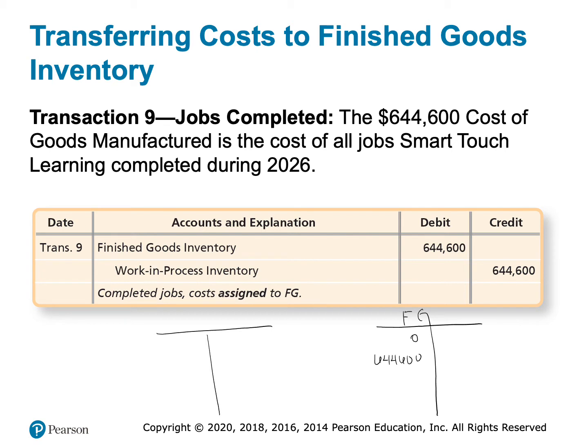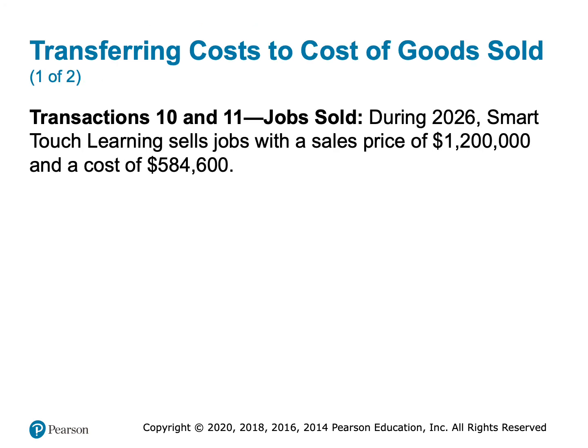And then you've got your work in process T account over here that has lots of debits. It had a beginning balance of 80, and then you added your direct materials and your direct labor and the overhead that we allocated, and now I'm going to credit it for $644,600. So that's the amount that I'm moving out of work in process into finished goods inventory. So now we're told that when we sell the goods, we're going to sell the jobs for $1,200,000 and they have a cost of $584,600.